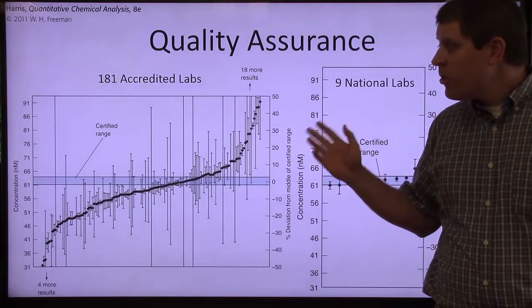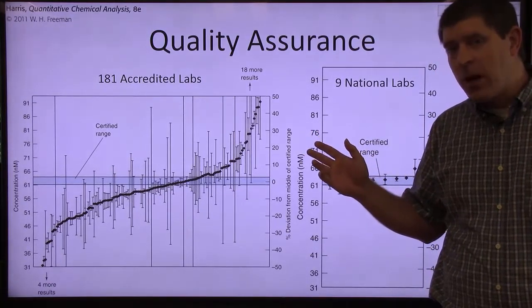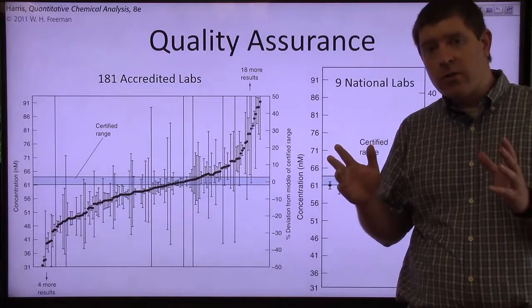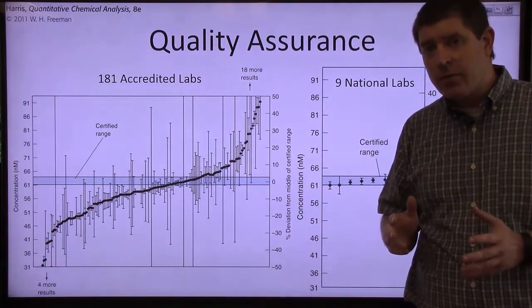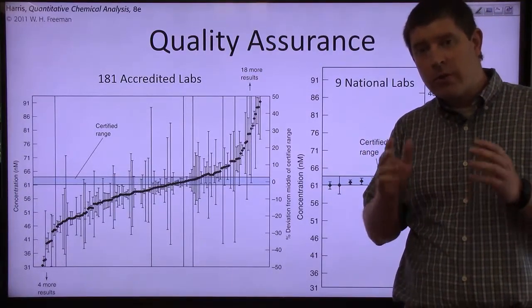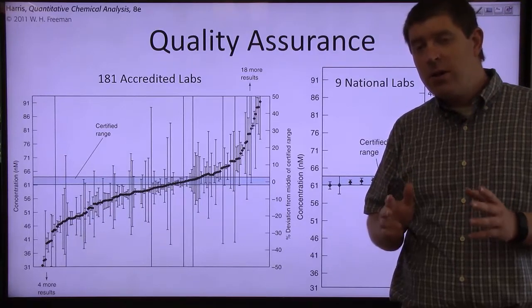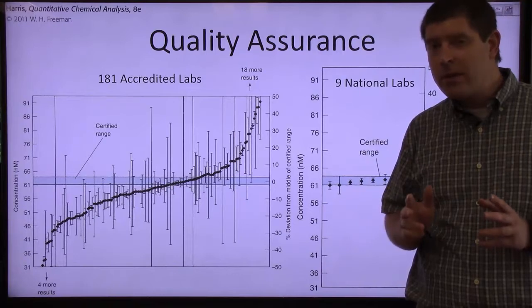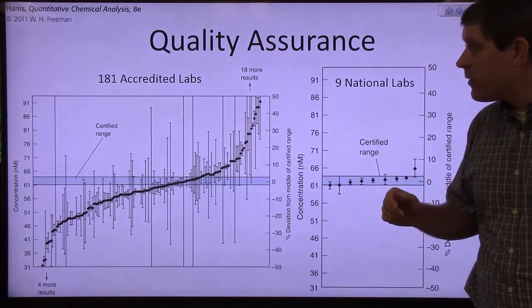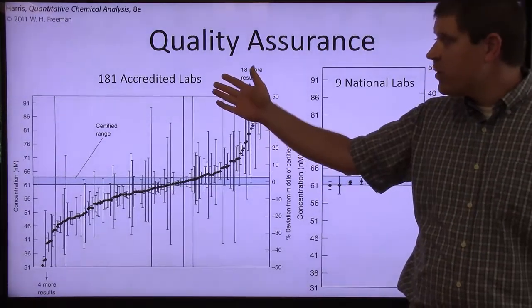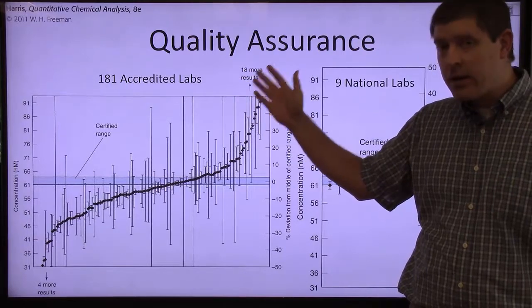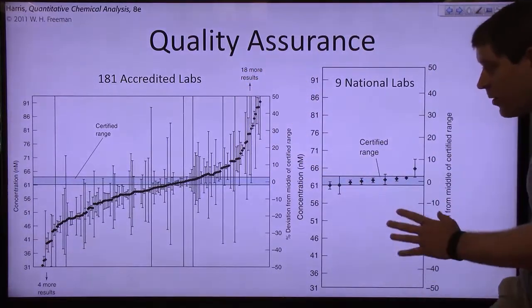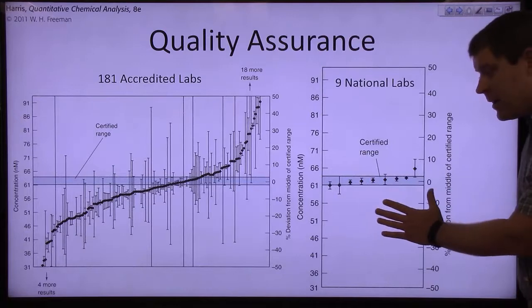So suppose you took a sample and you split it up into a whole bunch of different parts and you gave it to a bunch of different labs and you had each one of them perform the same analysis on it. Do you think you'd get exactly the same results back from each of them? Probably not. So somebody's actually done this, and they sent out the sample to over 180 different accredited labs, and within those 180, there were 9 national labs.